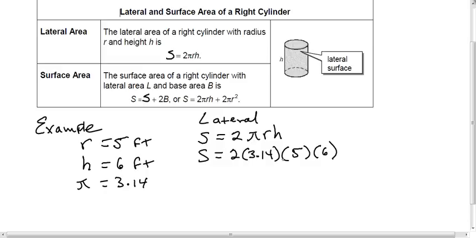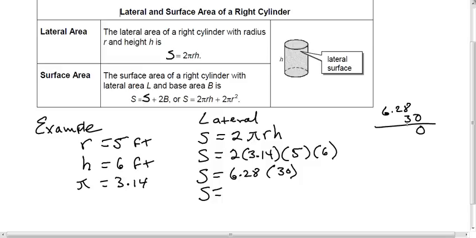I'm going to go from left to right. Again, you don't have to, but I'm going to say S is 6.28. That's something you might want to keep in the back of your mind to save math. And 5 times 6 will be 30. So now all I have to do is multiply 6.28 times 30 and find my lateral measurement. I'm going to multiply 6.28 by 30 because this is a shortcut for me.